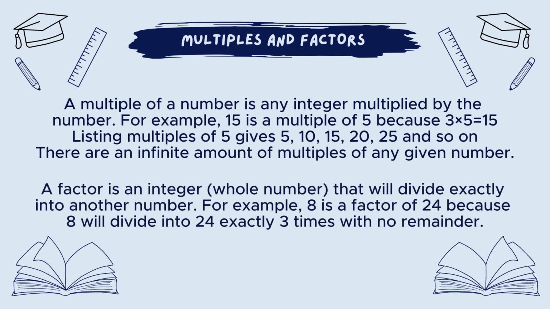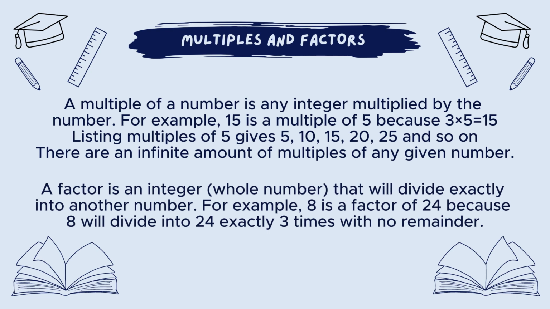A multiple of a number is any integer multiplied by the number. For example, 15 is a multiple of 5 because 3 times 5 is 15. Listing multiples of 5 gives 5, 10, 15, 20, 25 and so on. There are an infinite amount of multiples of any given number.